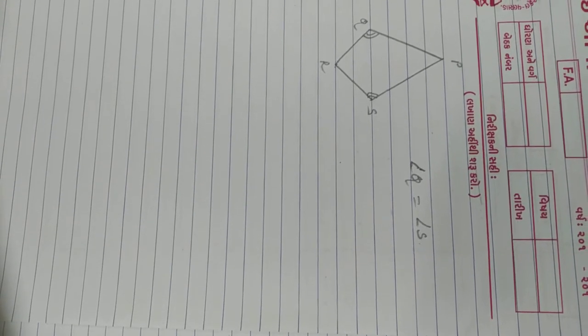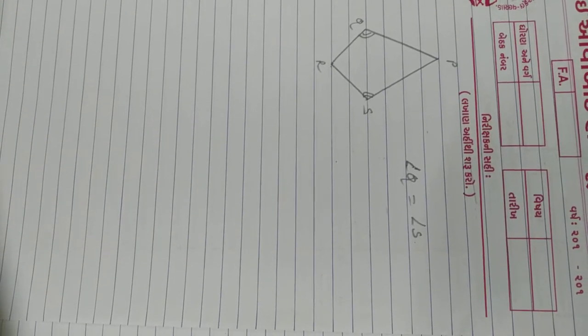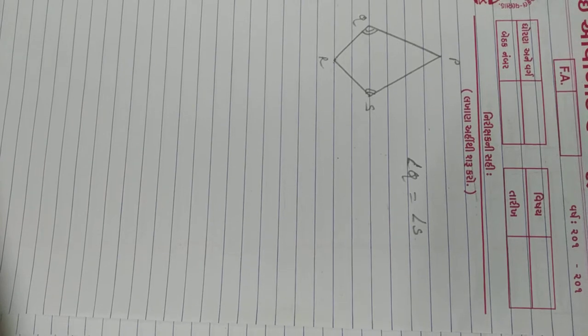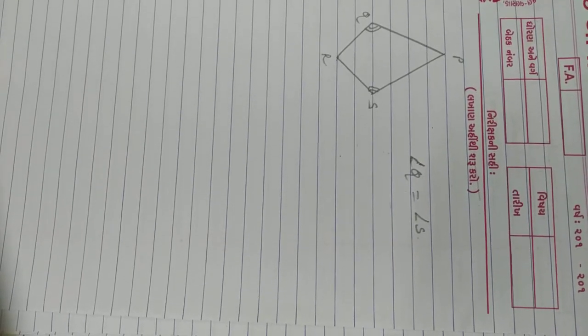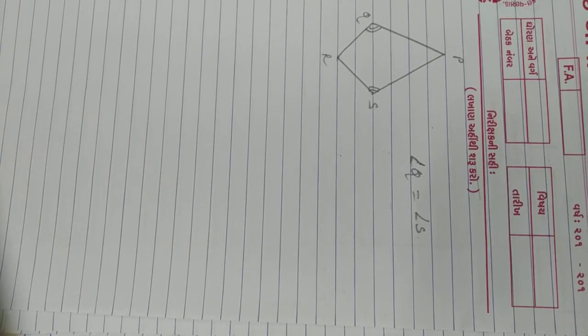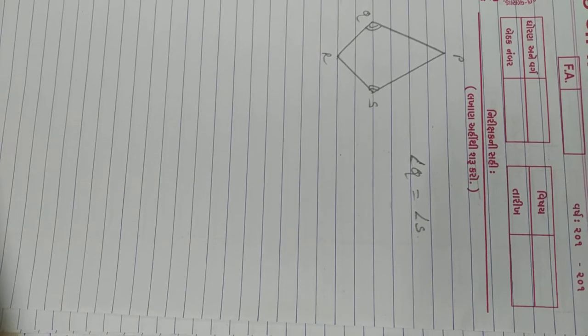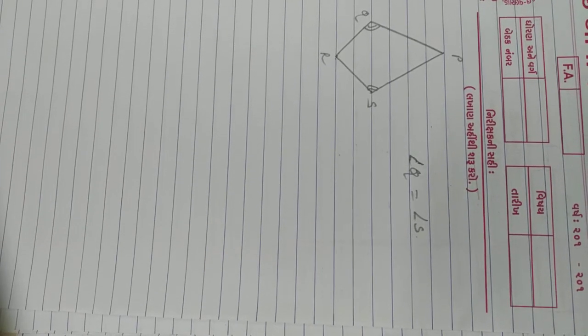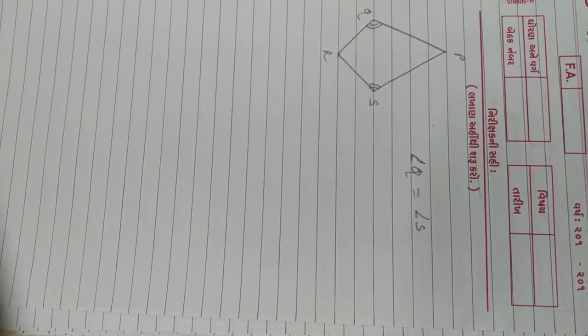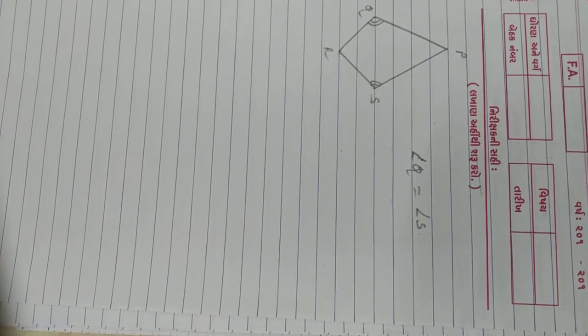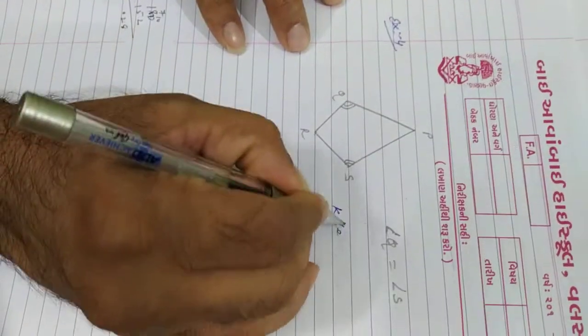Draw a rough figure of a quadrilateral that is not a parallelogram but has exactly two opposite angles of equal measure. Got it? It is a quadrilateral but it is not a parallelogram. Understood? A kite is a quadrilateral.